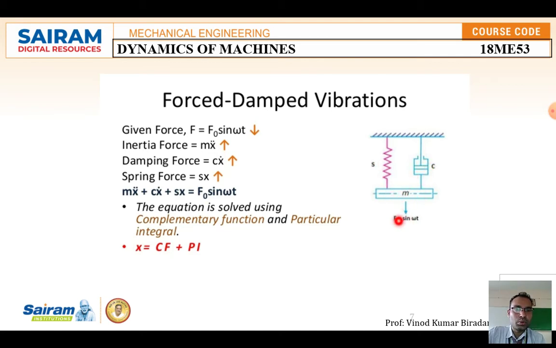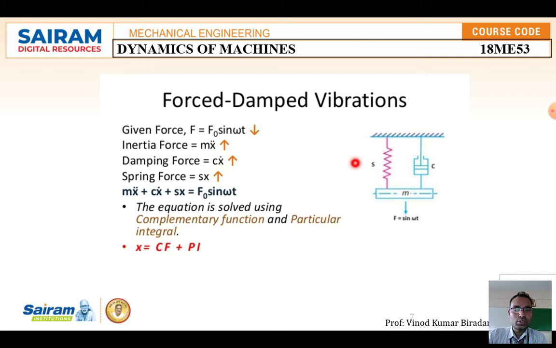Here we are going to apply some external force equal to F naught sin omega t. If you are using a sine or cosine term, it is called a harmonic force. That is the harmonic force equation, the external exerting force. Look here: on this mass there are forces acting. One is the given force, the harmonic force F equals F naught sin omega t. This external force is also called the harmonic force.